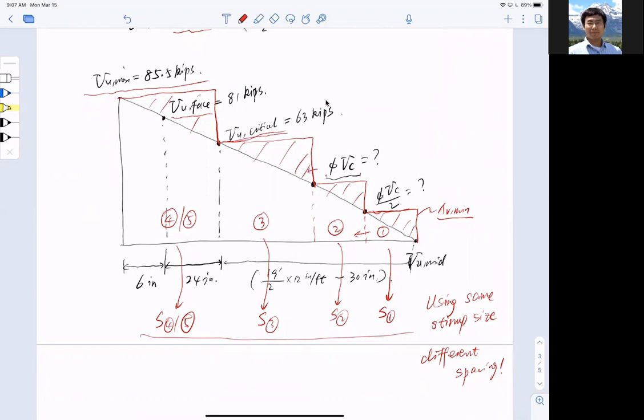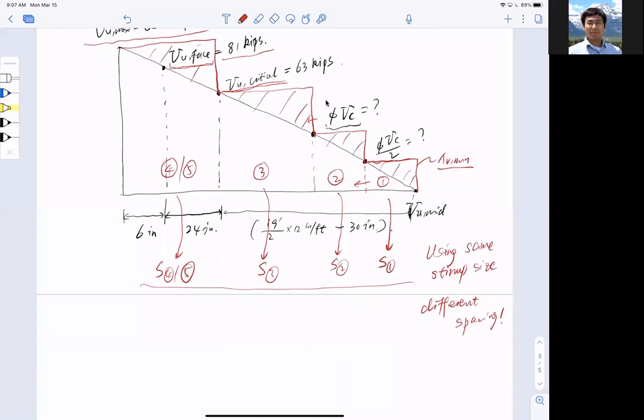At the end of the design spectrum, we're just left with this Vu at the face of the support to be the design shear force across segments 4 and 5. The only difference between 4 and 5 is that we might end up with 4 lambda square root f'c bw d as one of the criteria, and 5 lambda square root f'c bw d. So we have to see which is which.